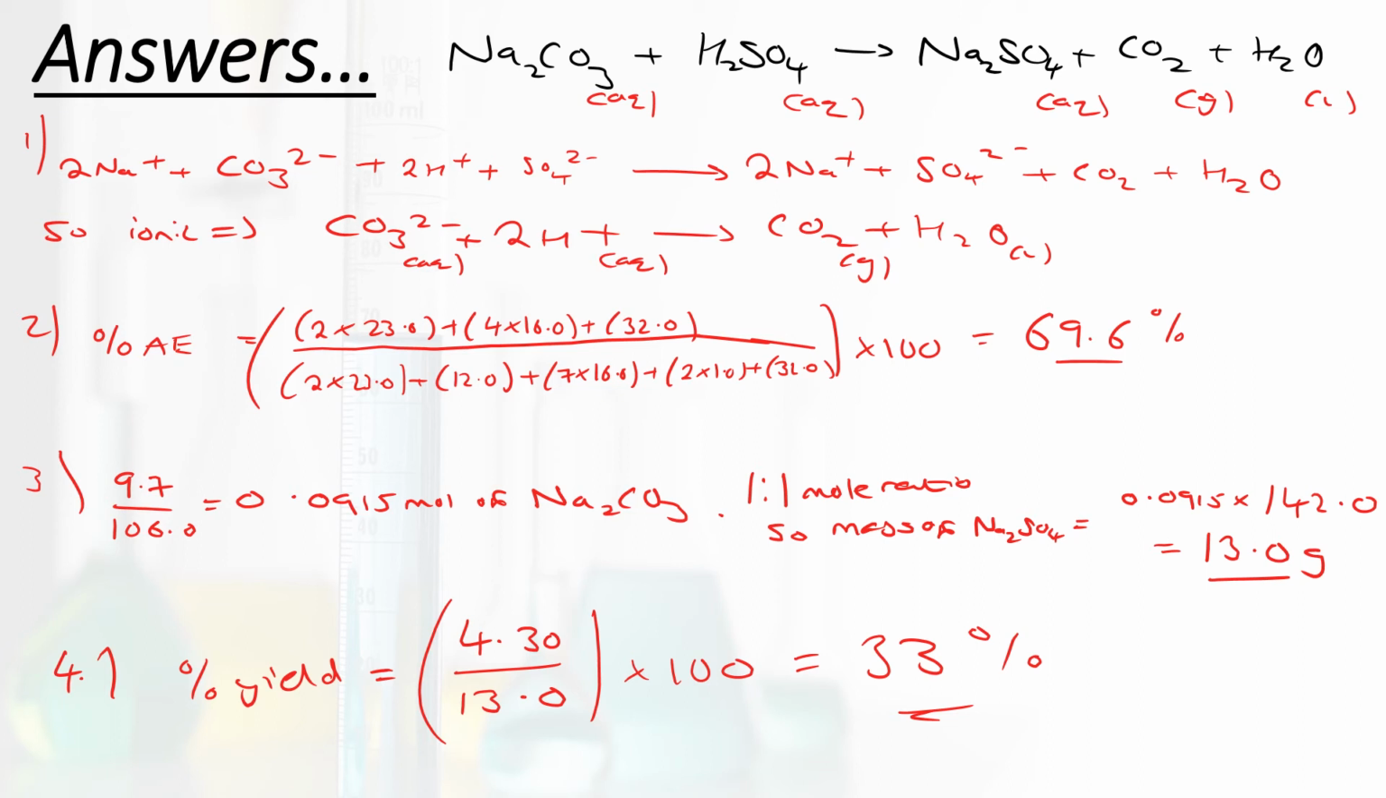Again, we have to be really careful with our significant figures. We have 9.70 for grams, 3 significant figures, and therefore we give this 3 significant figures.